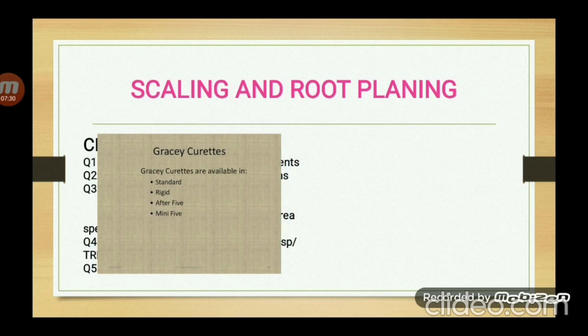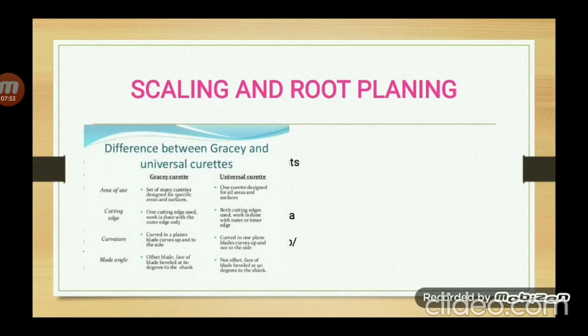Sometimes they also ask you, apart from curettes, they would also go for hoe. What is a hoe and what is a chisel? They will ask you to differentiate between both of them. I've not included that in a slide, but recently I came across this question, so just pay attention to that. And this is very important, the difference between the Gracey curette and the universal curettes.